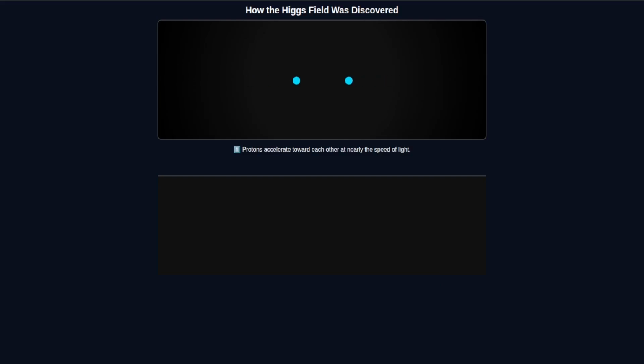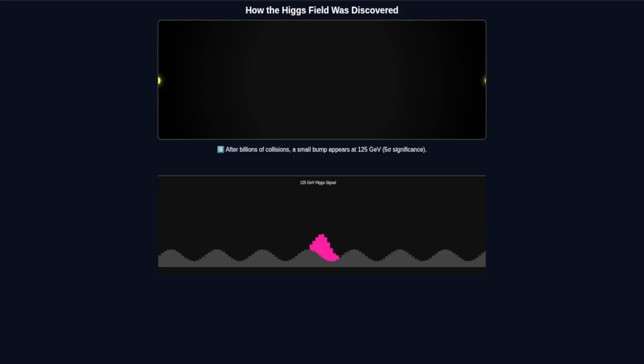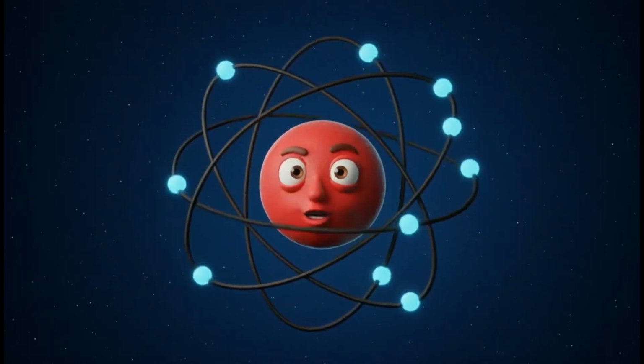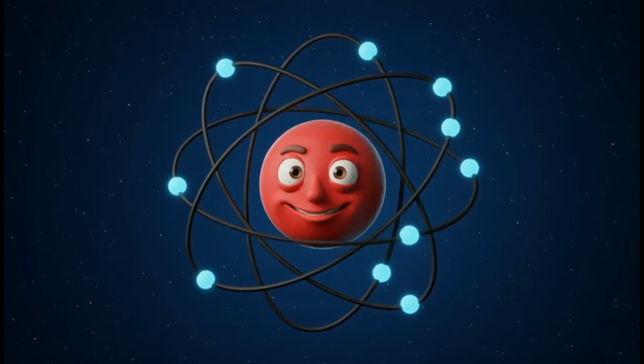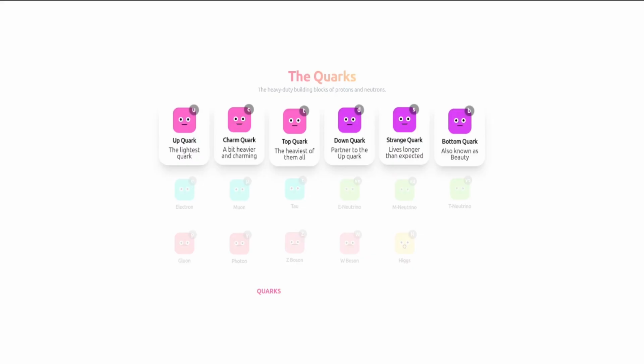In 2012, at the Large Hadron Collider, we smashed protons so hard that we chipped a piece of this field off. That chip was the Higgs boson. It proved the field exists. It proved that mass isn't a property of the object, but a measure of how hard the universe is grabbing onto it. So we have the standard model.